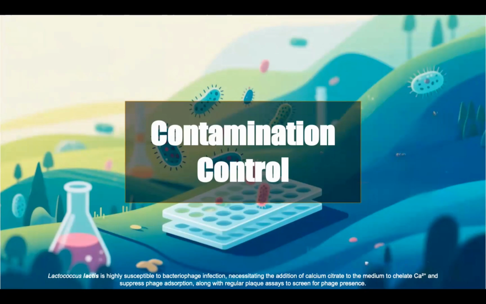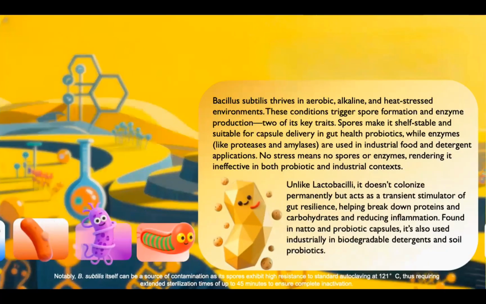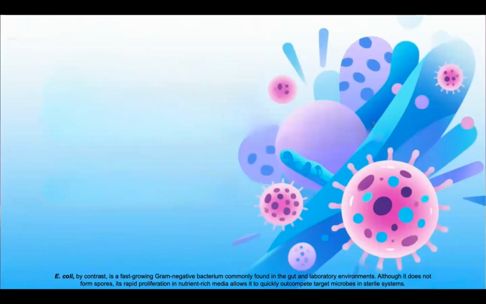Lactococcus is highly susceptible to bacteriophage infection, necessitating the addition of calcium citrate to the medium to chelate calcium ions and suppress phage adsorption, along with regular plaque assays to screen for phage presence. Notably, B. subtilis itself can be a source of contamination as its spores exhibit high resistance to standard autoclaving at 121 degrees, thus requiring extended sterilization times of up to 45 minutes to ensure complete inactivation. E. coli, by contrast, although it does not form spores, its rapid proliferation in nutrient-rich media allows it to quickly outcompete target microbes in sterile systems.